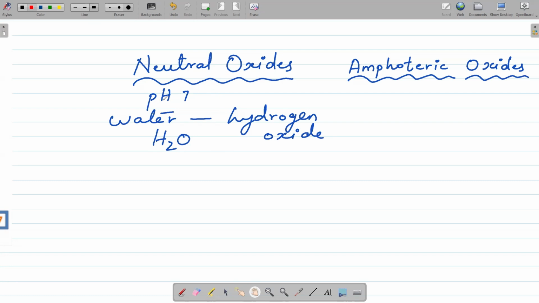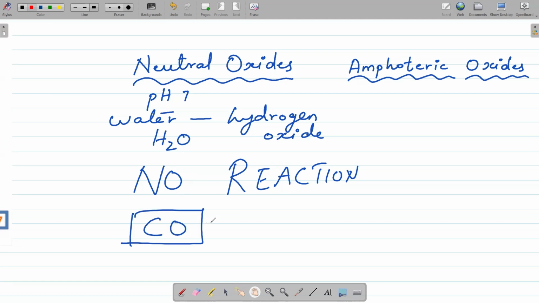It is an exception to the broad rule that the oxides of nonmetals are acidic oxides. Although water is a nonmetal oxide, it is not an acidic oxide. It is a neutral oxide. And neutral oxides do not react. Okay? No reaction. They do not react with acids or with bases. I hope that is clear. Carbon monoxide is a neutral oxide.